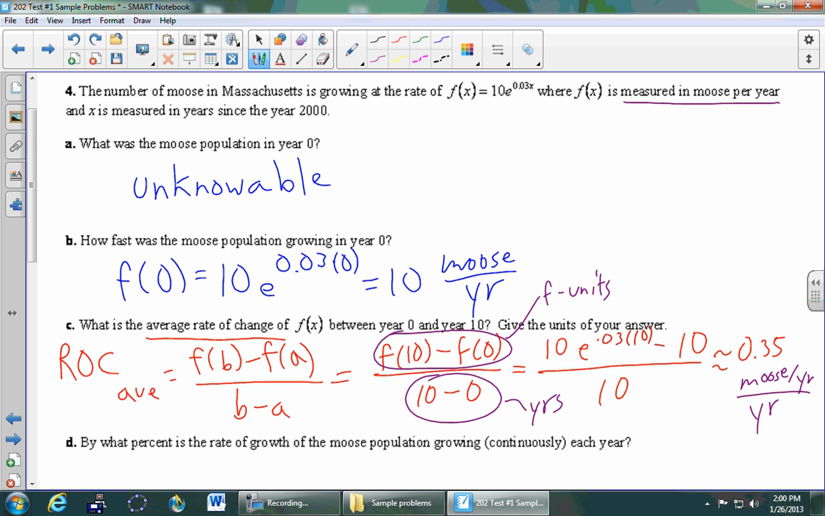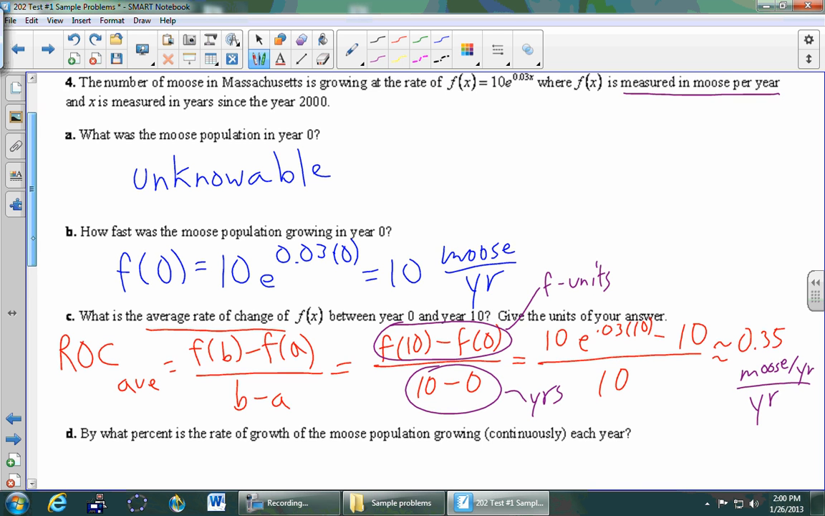Part D, by what percent is the rate of growth of the moose population growing continuously each year?